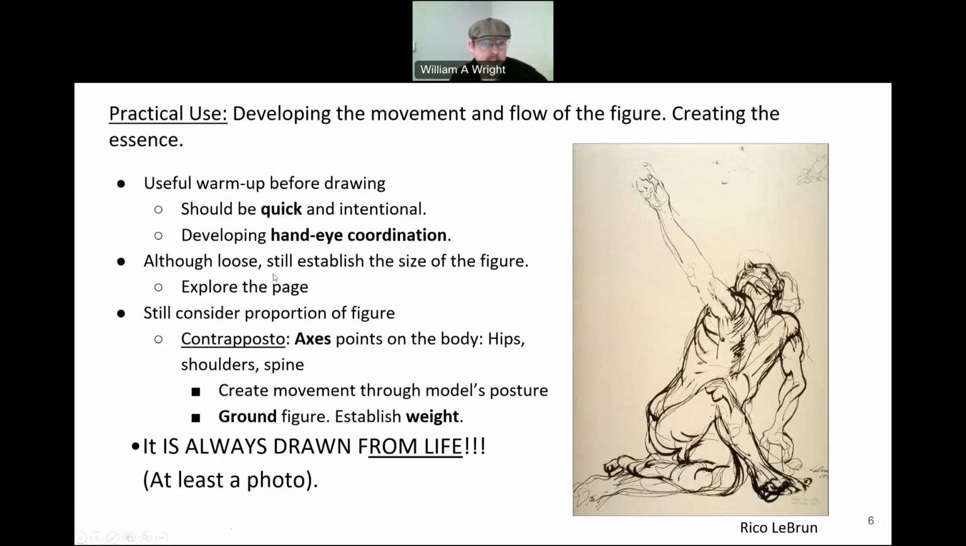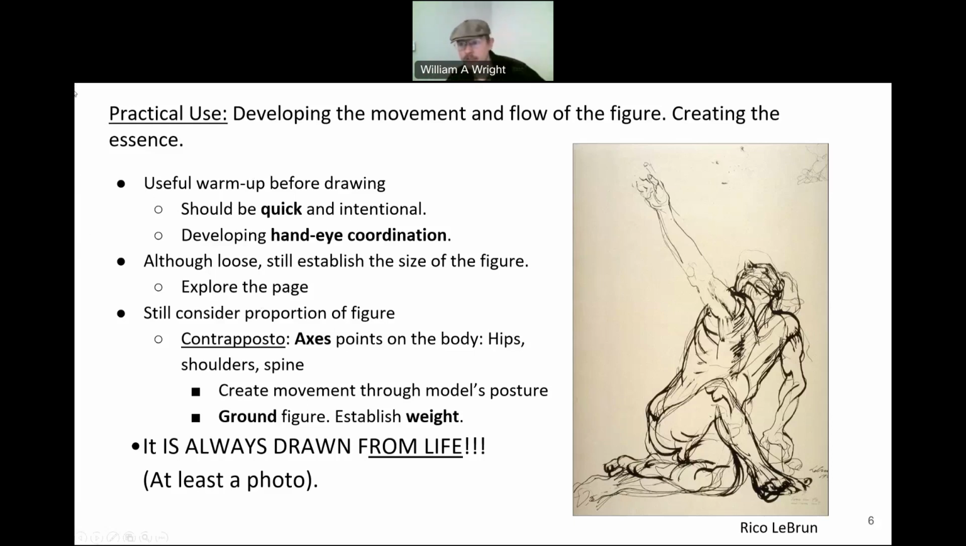Although loose, it is very important that you establish the size of the figure. Explore the page. That's another thing. Gestures are really going to help you fill up a page, especially if you really listen to how I say to do it. Fill the page, get the pose, get the proportions, get it all put in place very quickly, and get that pose accurate.